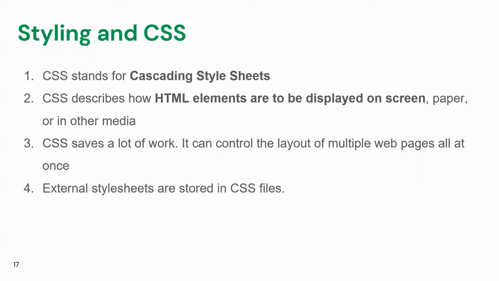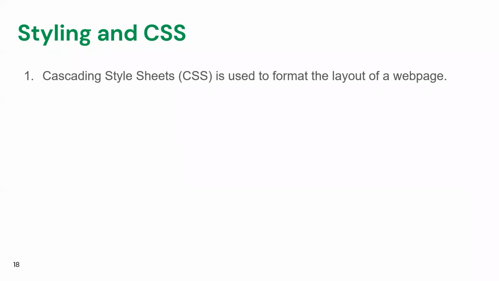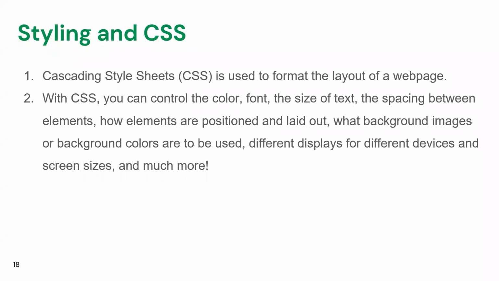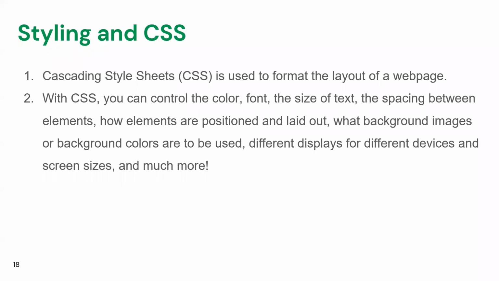Also, we can upload an external style sheet file, which has the extension .css. In the case of CSS, a custom style sheet is basically used to format the layout of the web page. In CSS, we can control the color, font, size of text, spacing between elements, how elements are positioned or laid out, and what the background images or background color will be.